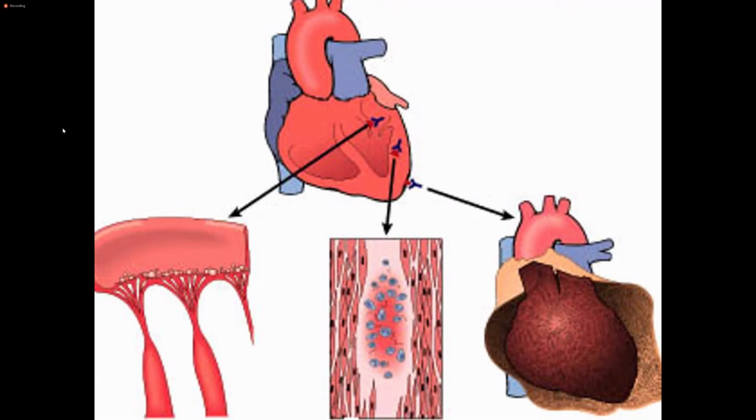Now, when we talk about the major criteria for acute rheumatic fever, we are talking about, number one, pancarditis. We talk about polyarthritis. We're talking about erythema marginatum, subcutaneous nodules, and chorea. So these are the major criteria for acute rheumatic fever.